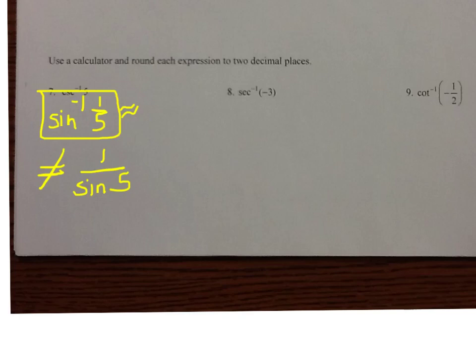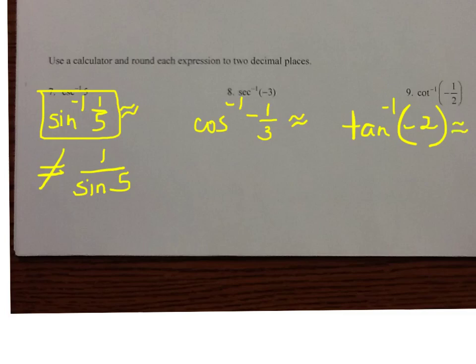Okay, take a look at number 8, same idea. If secant is negative 3, that means cosine must have been negative 1 over 3. So I want you to enter the inverse cosine, second cosine on the calculator of negative 1 over 3. And if cotan for number 9 is negative a half, it means tan must have been negative 2. So you're going to enter inverse tan of negative 2 on the calculator. And these are all approximations, so just take those out to 2 decimal places.